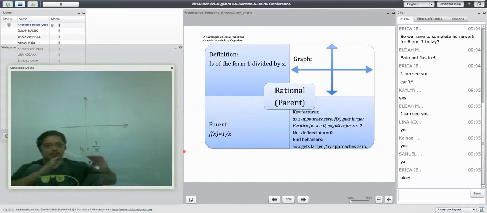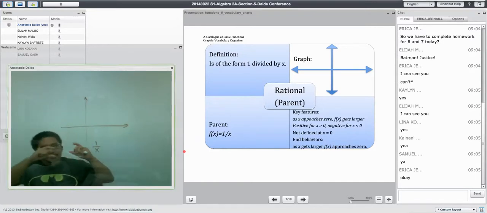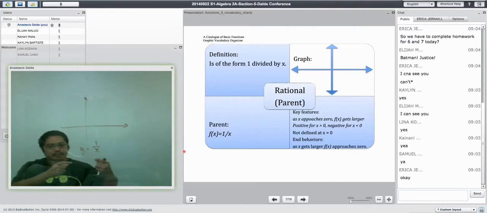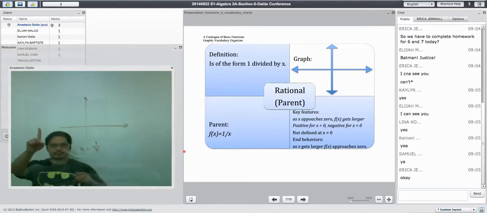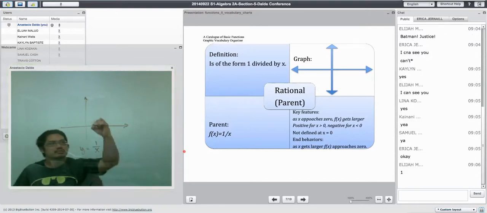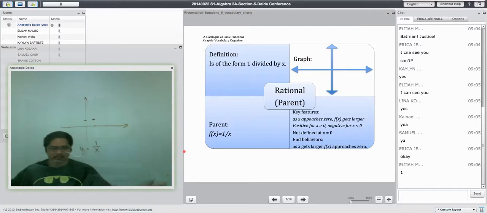Let's talk about this y equals 1 over x kind of deal. Okay? As x gets really, really big, let's start off with, what if x were equal to 1? If x equals 1, what does y equal? Come on, say it. Don't be shy. 1. Very good. Because 1 over 1 is still 1.